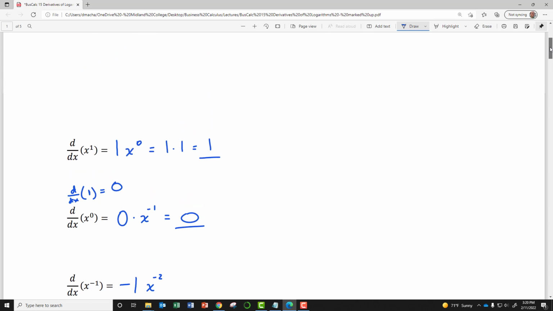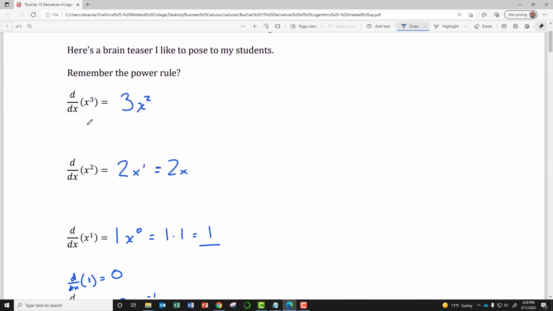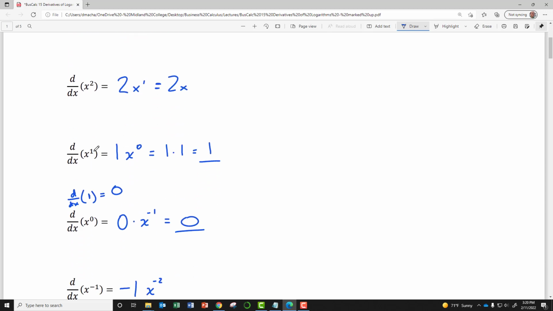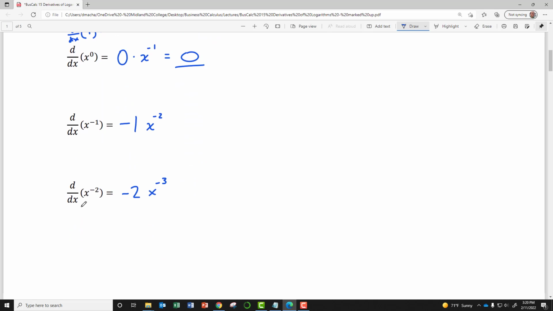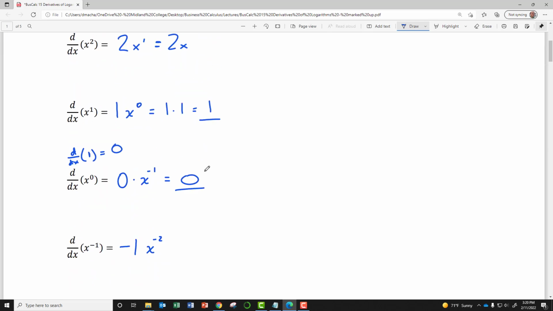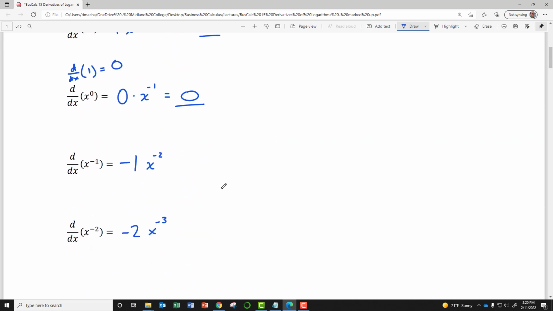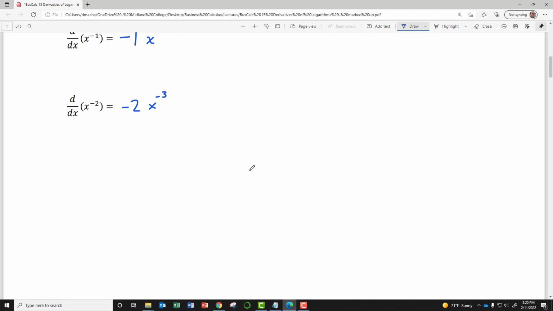What I want you to see is the power rule as applied to some natural numbers. So we did x to the third, x to the positive 2, x to the positive 1, x to the 0, x to the negative 1 power, and x to the negative 2 power. I want you to just recognize the pattern that happens with the power rule and have that in the forefront of your mind.